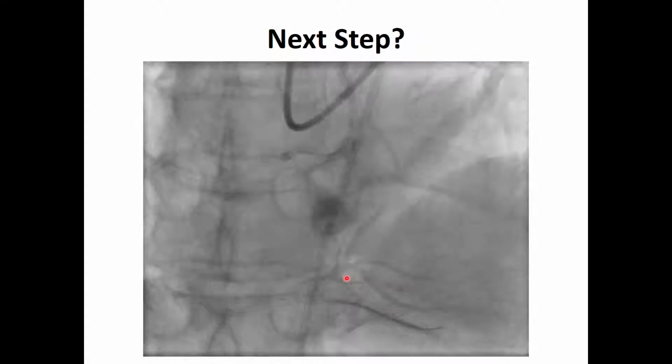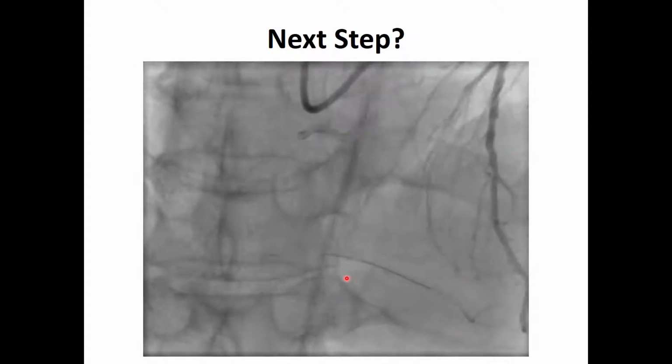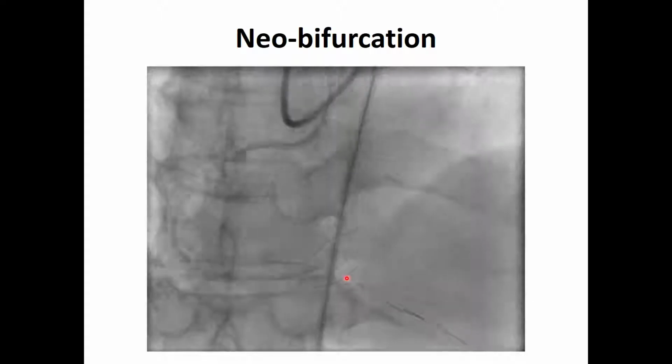And this is the final result after stenting from the continuation of the RCA to the distal part of the RCA.